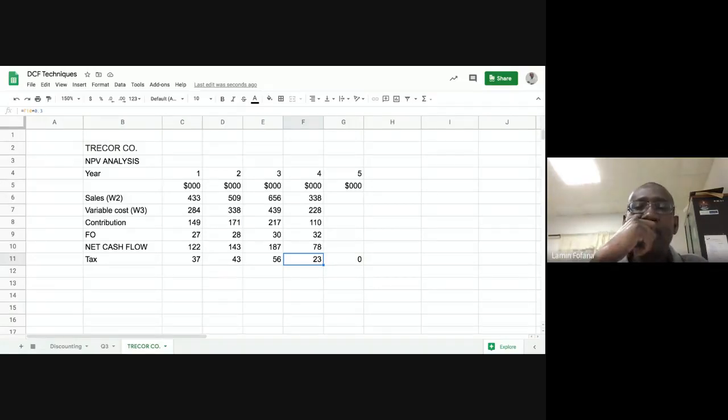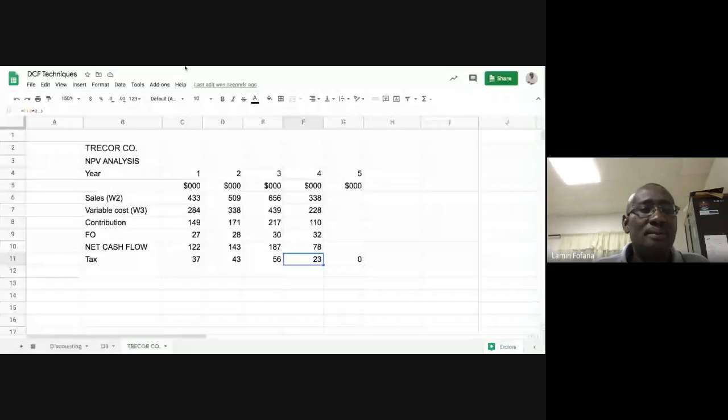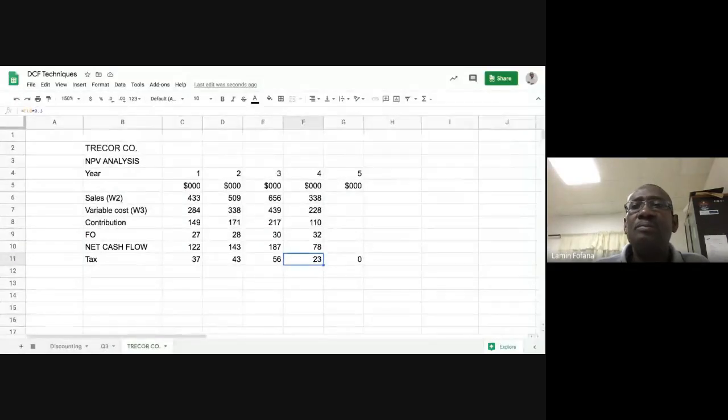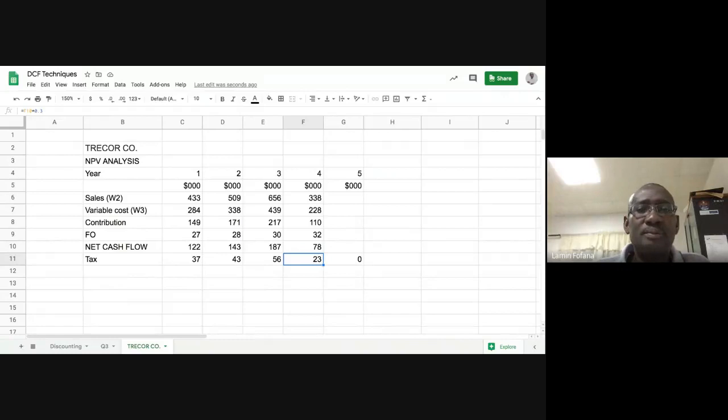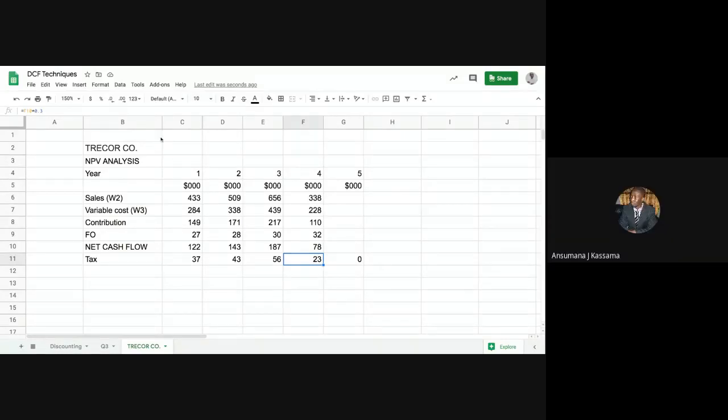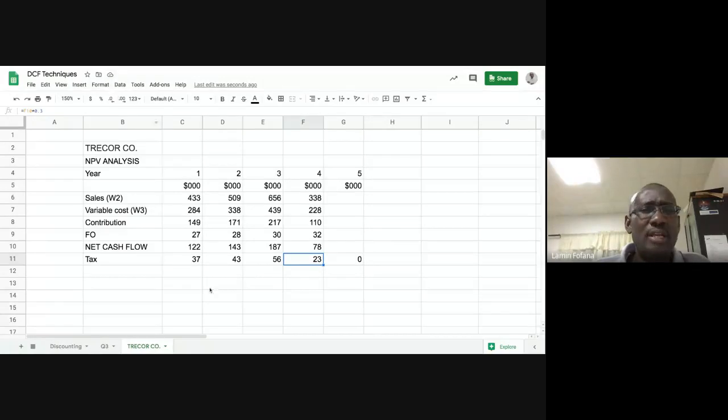Yes, Mr. Formula, it's correct. Okay, you all agree it's correct the way I did it? And the way it has been aligned, is it correct?